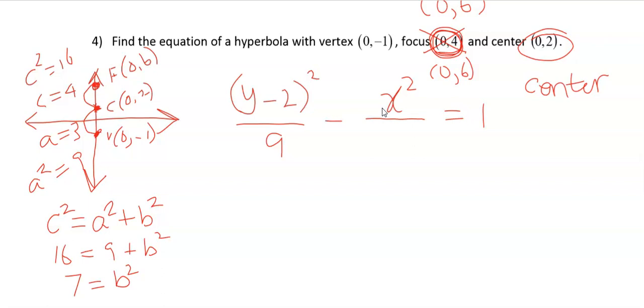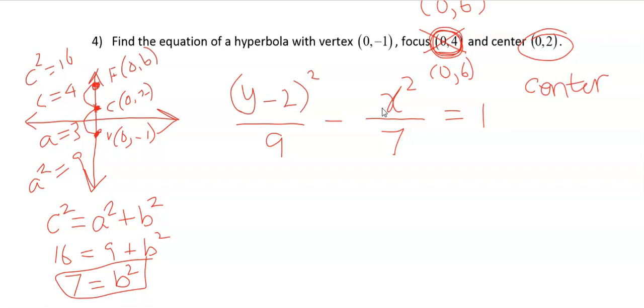Now, if you were trying to find the coordinates of your co-vertices, well, of course, you'd have to take the square root of that. But that's not what we're doing. We just have to find the equation of the hyperbola. And we've got the B squared. B squared is what actually goes in my equation. So I just got to come up here to my equation and put a 7 right there. And I'm done. We've got this one finished.